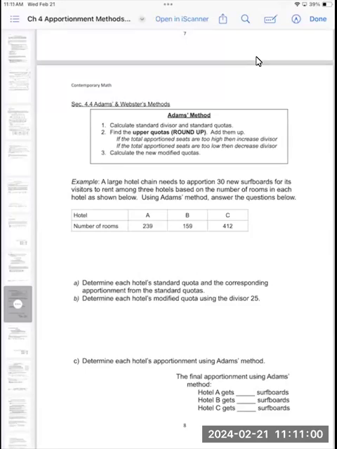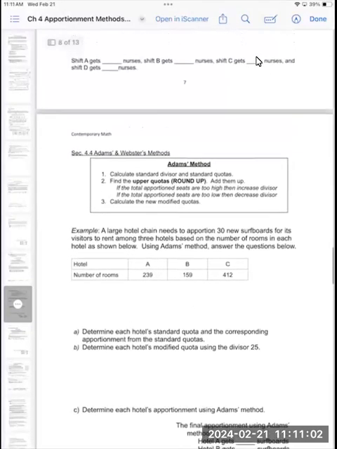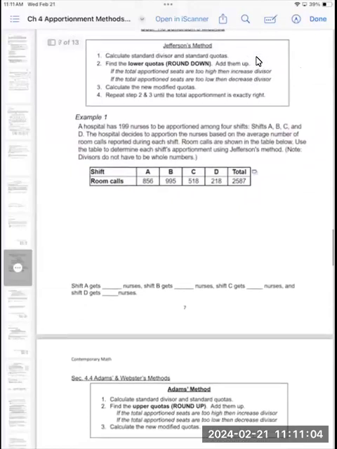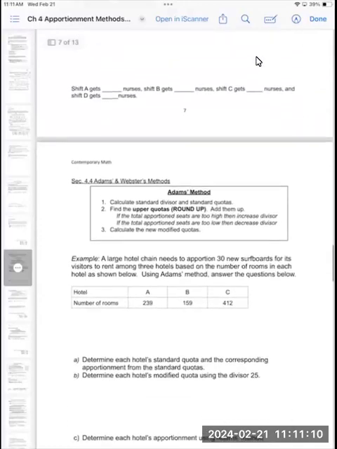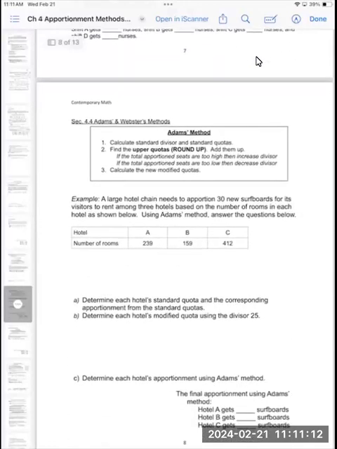So that's Adams' method. So once again, the only difference is step 2, where in Jefferson's, you round down to the lower quotas, and in Adams, you round up to the upper quotas. So they're very similar. So let's see an example.